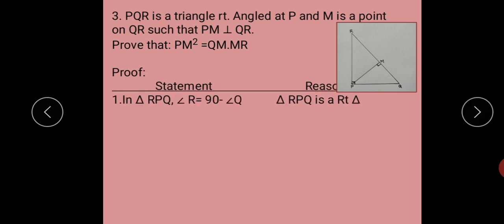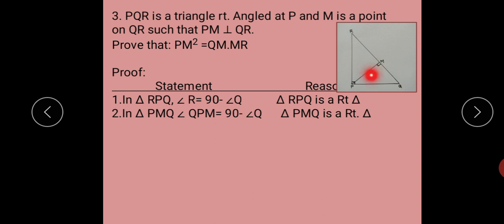In triangle RPQ, that is the original triangle, angle R, which is here, is 90 minus angle Q. Because in a right angle triangle, the sum of the angles other than the right angle is 90. They are complementary. Similarly, we'll select one more triangle, that is PMQ. And here, angle QPM, which is here, is equal to 90 minus angle Q for the same reason.